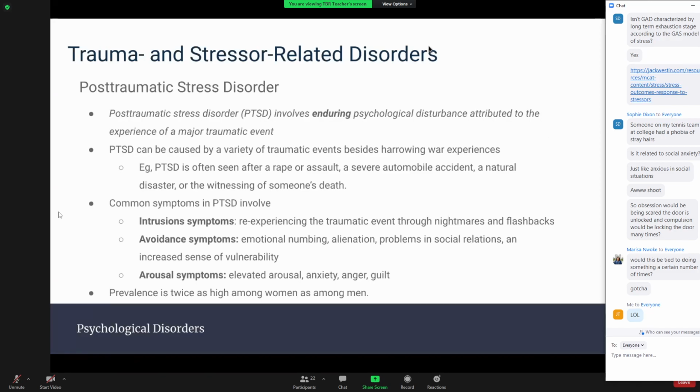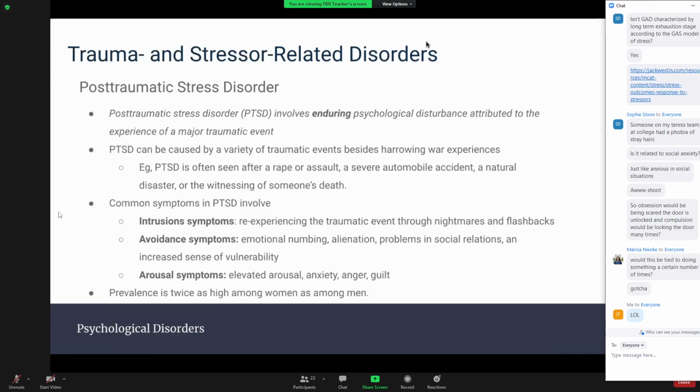The common symptoms that you should, if you can, bear in mind are 3, which is intrusion, avoidance, and arousal. Intrusion is the one where you re-experience the traumatic event. So in Grey's Anatomy, people are sleeping and then they wake up, because they just were dreaming about exactly the same one. So that's an intrusion. The avoidance part is, as it kind of sounds, removing yourself from society. So emotional numbing, alienation, increased sense of vulnerability. So you kind of just become avoidant.